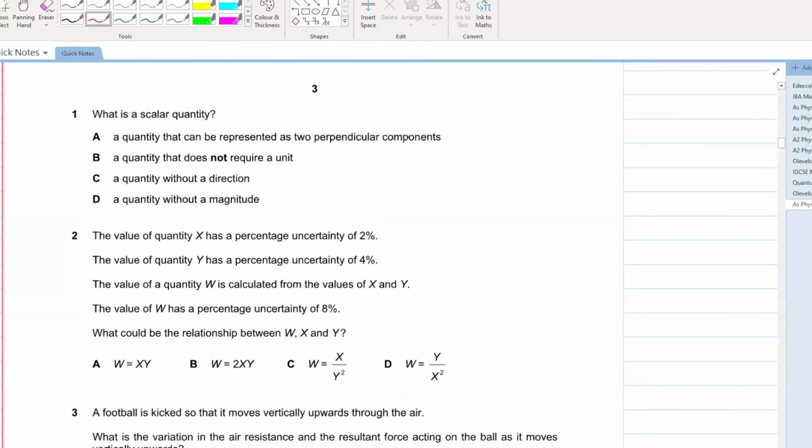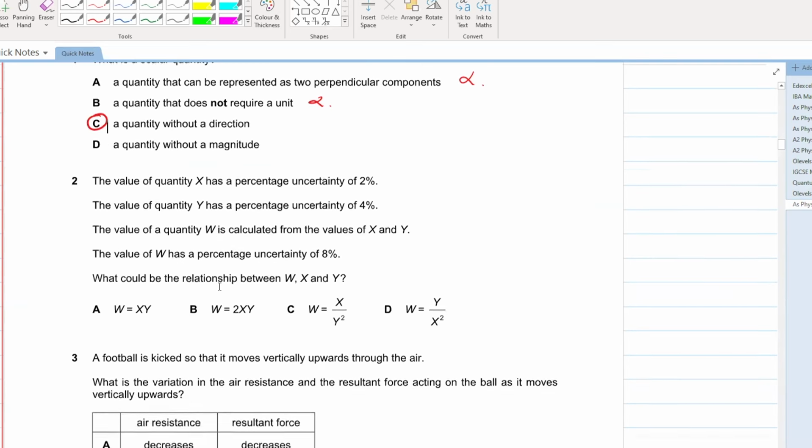A quantity that can be represented by two perpendicular components? No. A quantity that does not require a unit? No. A quantity without a direction? C is your answer. Let's move on to part 2.